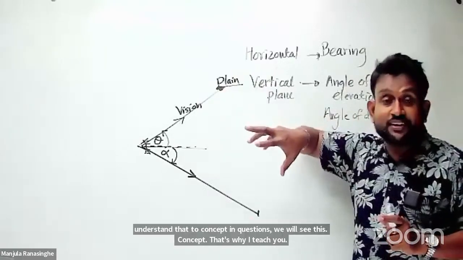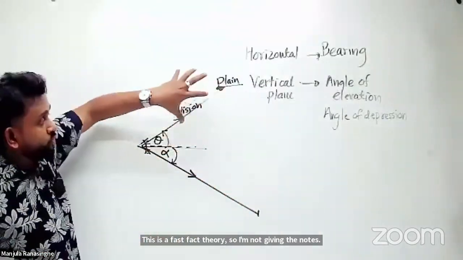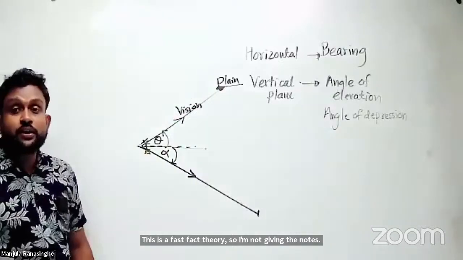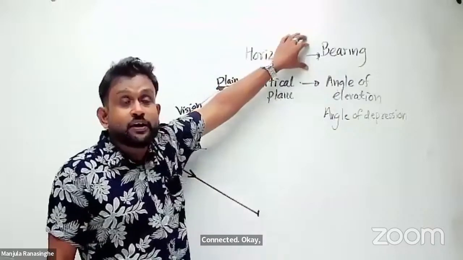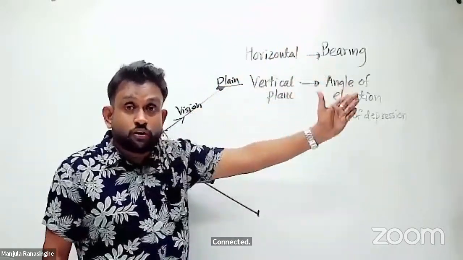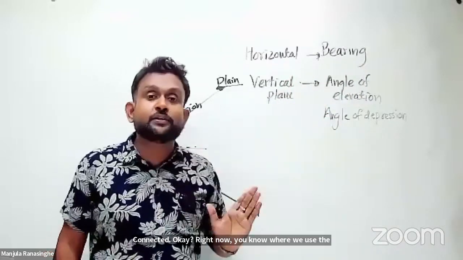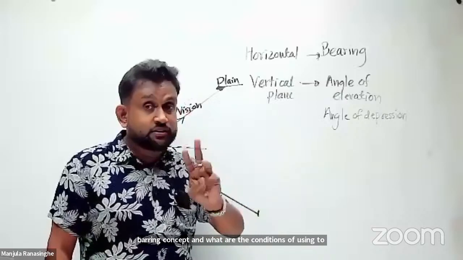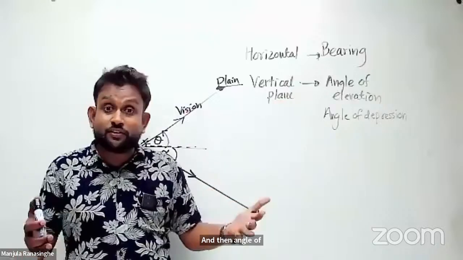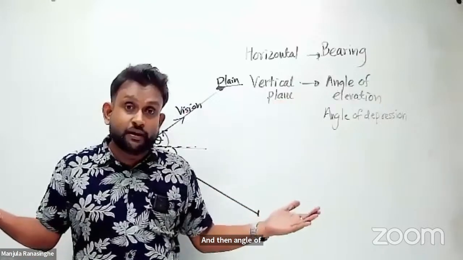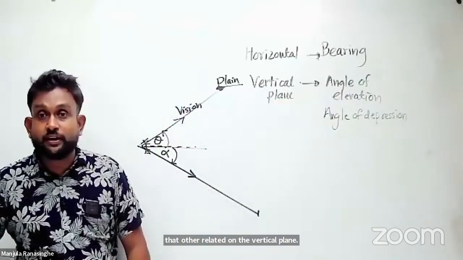That's why I teach you. This is a fast track theory, so I am not giving the notes. You can take it into your mind, and if you need any necessary information, connect it. Right now you know where we use the bearing concept and the conditions of using bearing: to the north, from the north as the basis, in the clockwise direction, and always the bearing is indicated by 3 digits. So those are the 3 conditions of bearing. And angle of elevation and depression are the related trigonometry on the vertical plane. Right, now we will move to the questions.